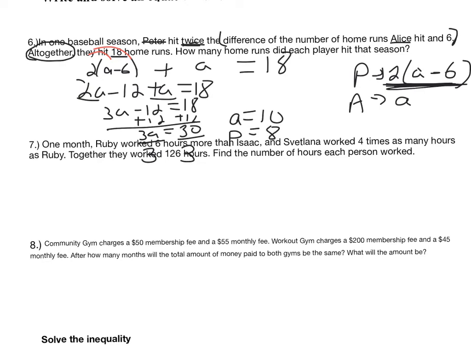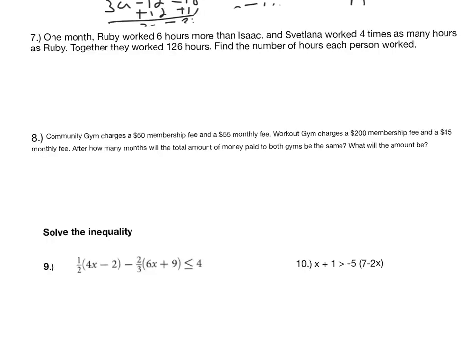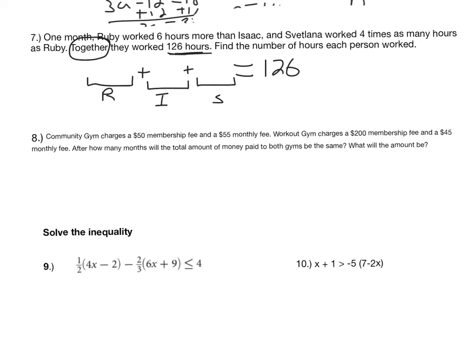One month, Ruby worked 6 hours more than Isaac, and Svetlana worked 4 times as many hours as Ruby. Together, they worked 126 hours. So combining all of their hours together, they worked 126 hours, right? So that's going to mean all of their hours equals 126. Well, who are they? They are Ruby plus Isaac plus Svetlana. When we add all their hours together, we get 126.